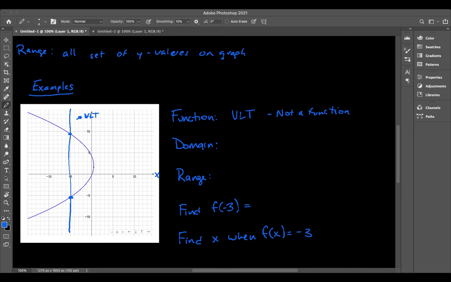Looking at this point right about here, this point right here, this is the highest point. Let me just transfer that right up into this corner right here. That's that point right there.